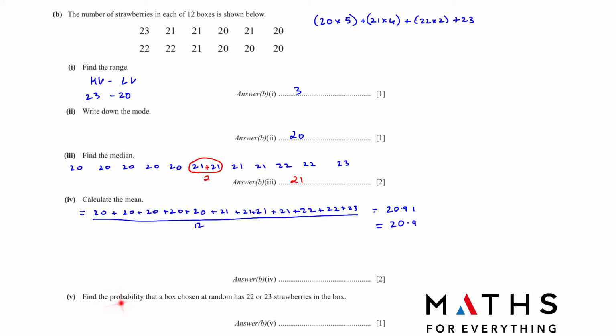The last one, find the probability that a box chosen at random has 22 or 23 strawberries in the box. Count the number of boxes that are 22 or 23. 1, 2, and 3. So it's 3 over the total number of boxes, which are 12. You can simplify it. 1 over 4 is your answer.